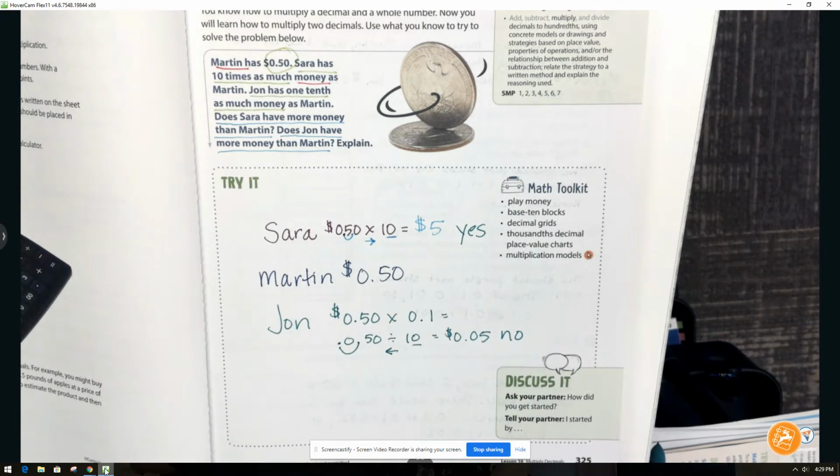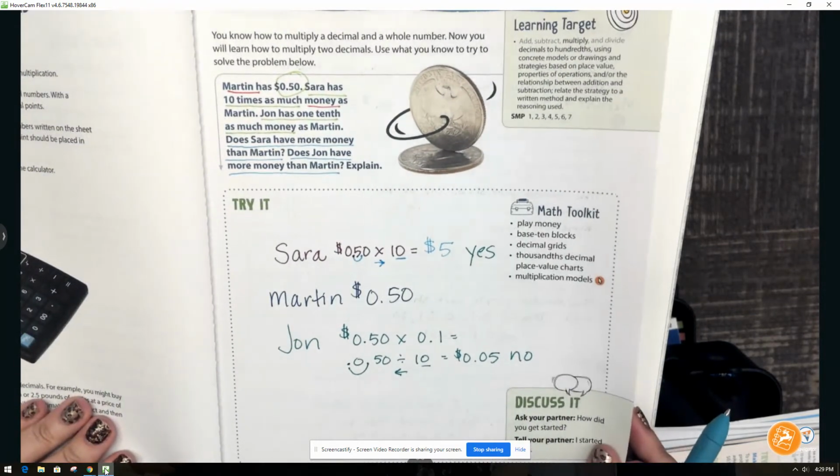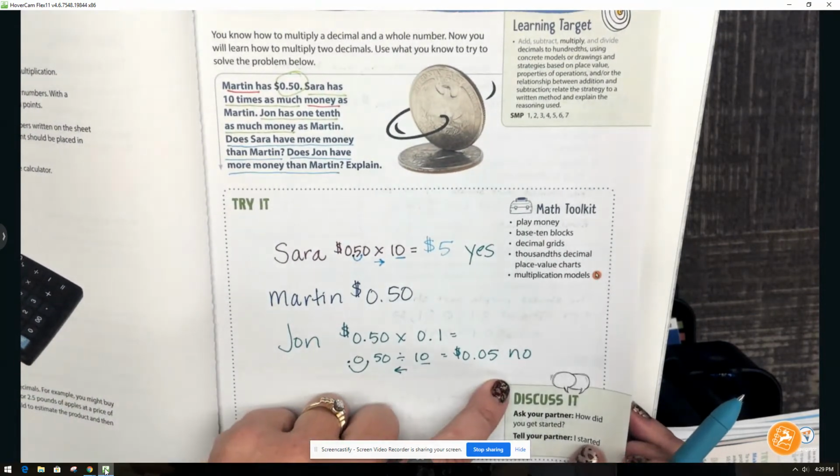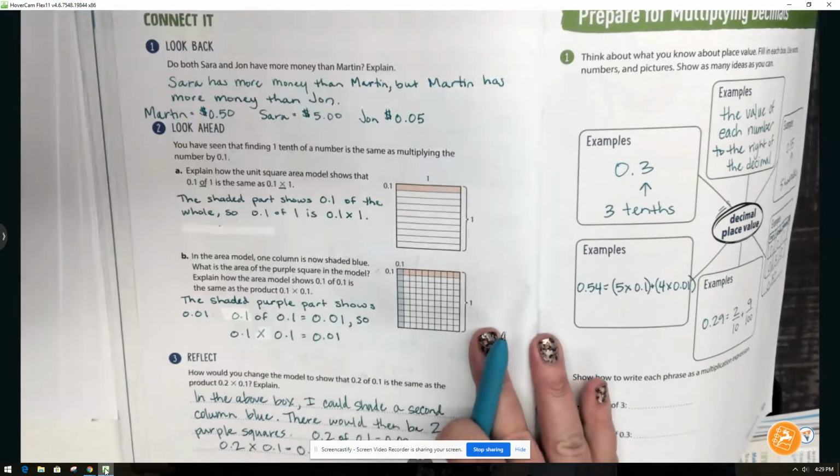Since John has 1/10 of what Martin has, he's going to have less, because we're dividing what Martin has by 10 to find out how much John has. All right, let's keep going. It will make sense, I promise, as we go through these next couple of days.